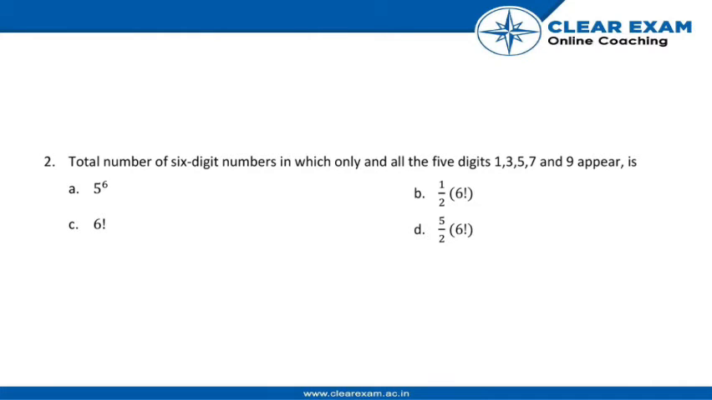So the question is: the total number of 6-digit numbers in which all 5 digits 1, 3, 5, 7 and 9 appear. So here are the options. We are given 4 options.